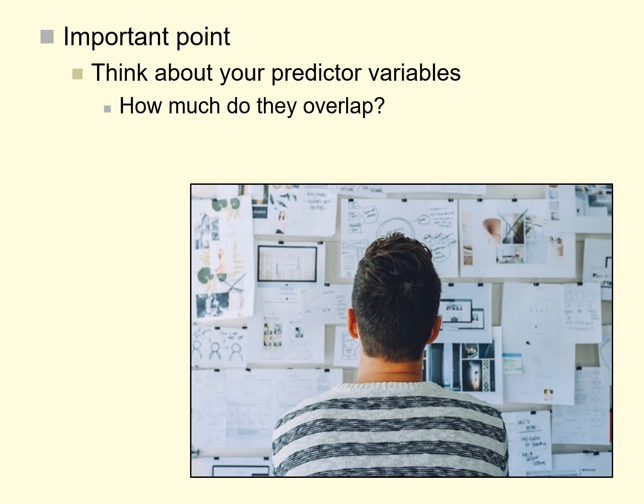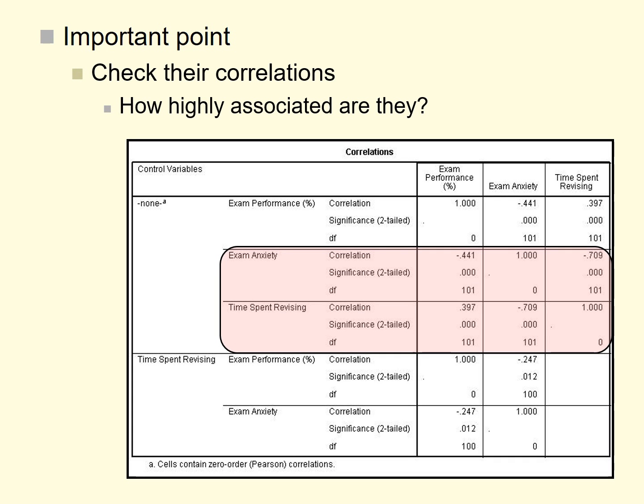The important point here is when you're doing an analysis, a multiple regression, where there's more than one predictor variable, you really should think about those predictor variables, at a conceptual level, and ask yourself, how much do they overlap? You should also check how much they're correlated. I mean, this makes a really good case, I think, for understanding your data. Doing some simple bivariate correlations between all your different predictor variables, or indeed your predictor variable and your outcome variable.